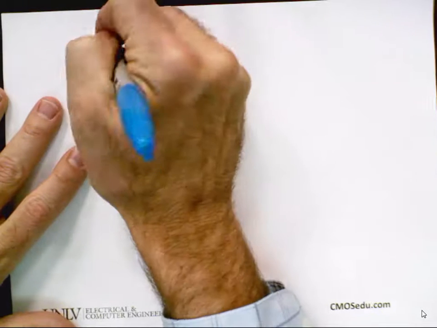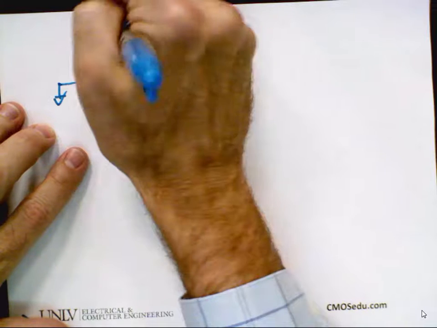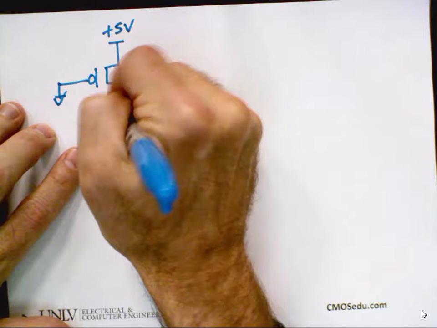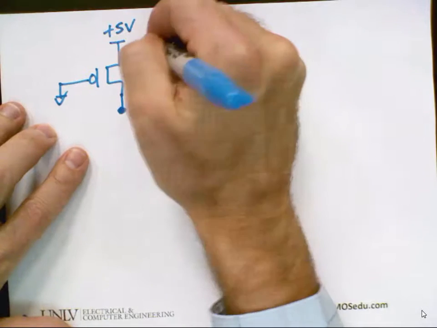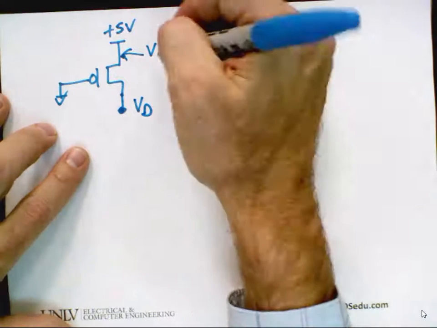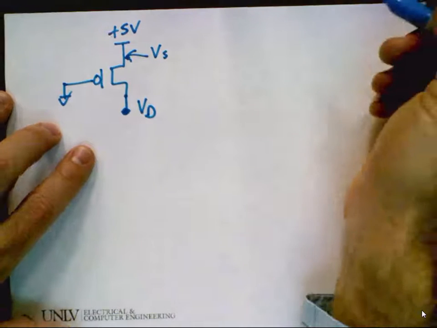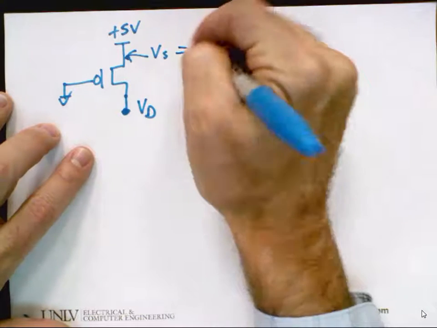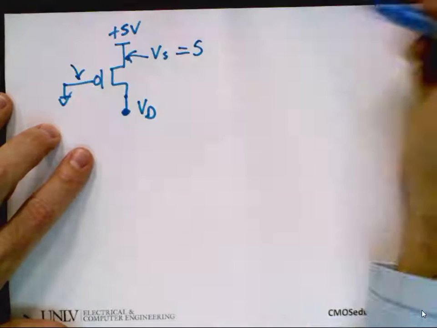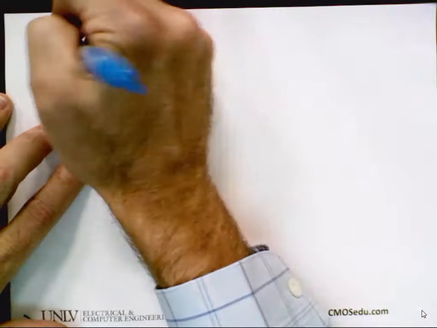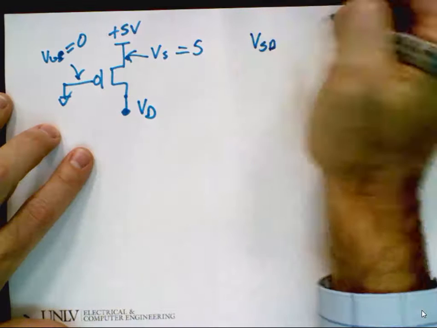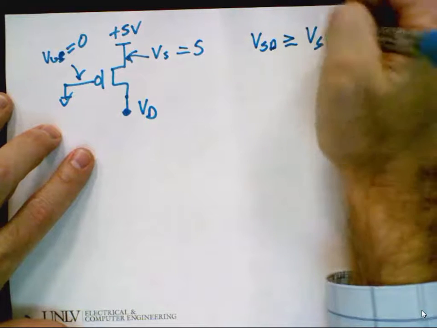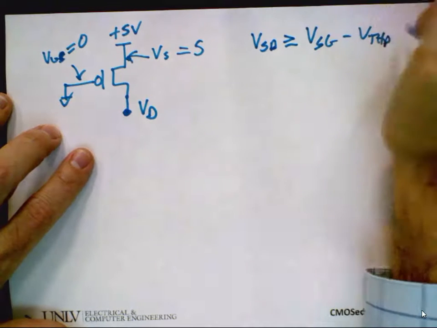Let's sketch it one more time here. Let's just call this V drain, and this node is V source. Notice source in the NMOS is on the bottom, source in the PMOS is on the top. And what's its voltage? 5. And the gate is? And so I know VSD has to be greater than or equal to VSG minus V threshold P for saturation.